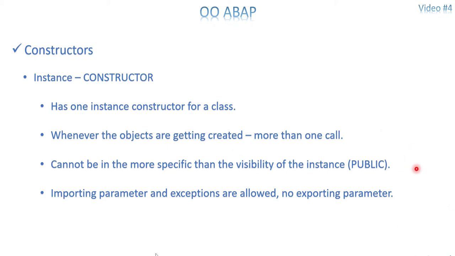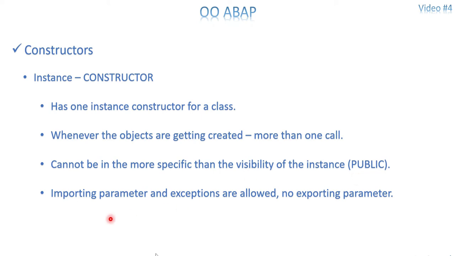They're not giving a very direct answer for this. Instance constructor should be public. Instead of that, they mention very clearly, it cannot be more specific than the visibility of the instance. Instance is nothing but an object. So what is the object visibility? Only in the public section. So your instance constructor should be in the public section only.